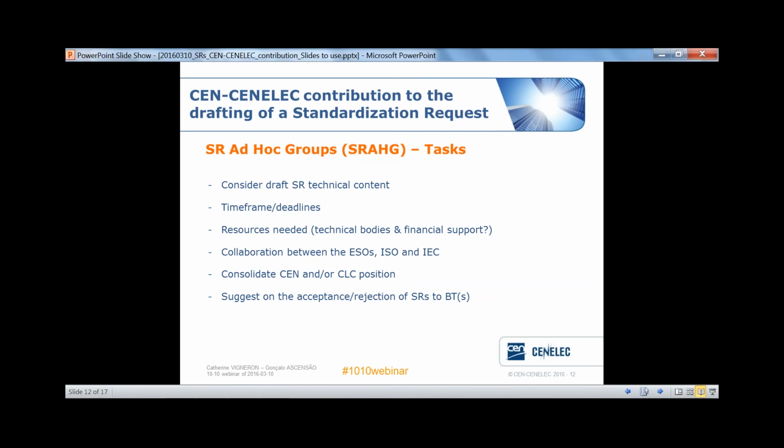One of the most important tasks of this ad hoc group is also to consolidate the CEN and CENELEC position. As you may be aware, on certain occasions we may have different sets of comments from different members or different stakeholders, and so it's important to discuss those divergent opinions and consolidate them into one single, agreed position. Also, the outcome of this ad hoc group is to propose to both technical boards whether we are going to accept, at a later stage, or to reject the standardization request.